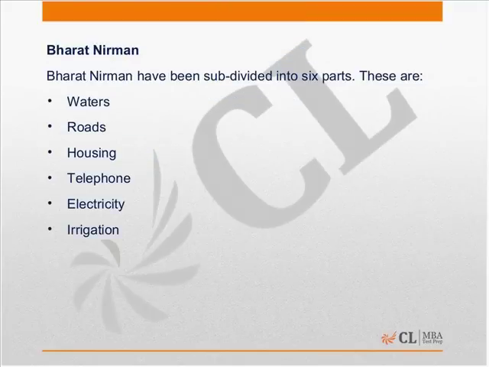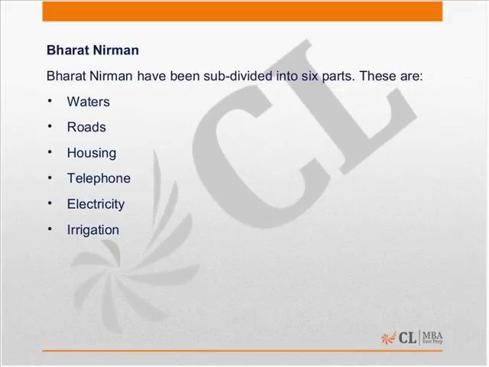Suppose we talk about Bharat Nirman. Bharat Nirman is one of the most important flagship programs of the UPA. UPA means United Progressive Alliance, the current incumbent government. Bharat Nirman is for rural development and there are 6 components. Friends, just learn all components of Bharat Nirman and the Millennium Development Goals.